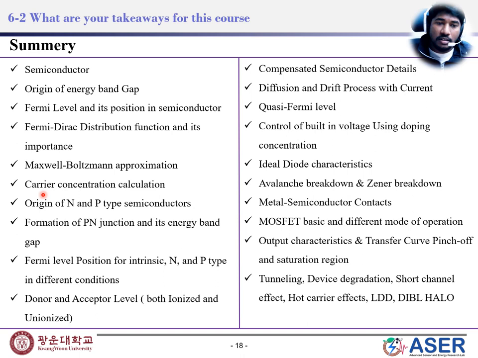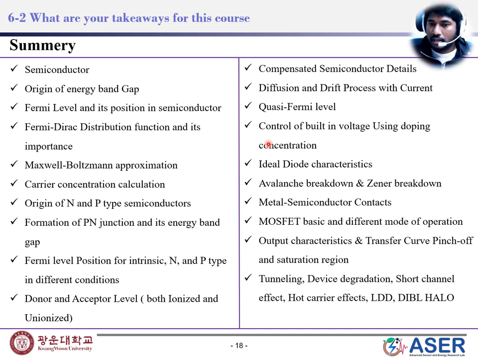Then we learned the origin of N and P type semiconductors, the formation of the PN junction and its energy band gap. Then the Fermi level position for intrinsic, N and P type in different conditions. Then we learned about donor and acceptor levels, both for ionized and unionized situations. Then we learned compensated semiconductors in detail. Then diffusion and drift processes with current in semiconductors. Then the quasi Fermi level. Then control of built-in voltage using doping concentration.